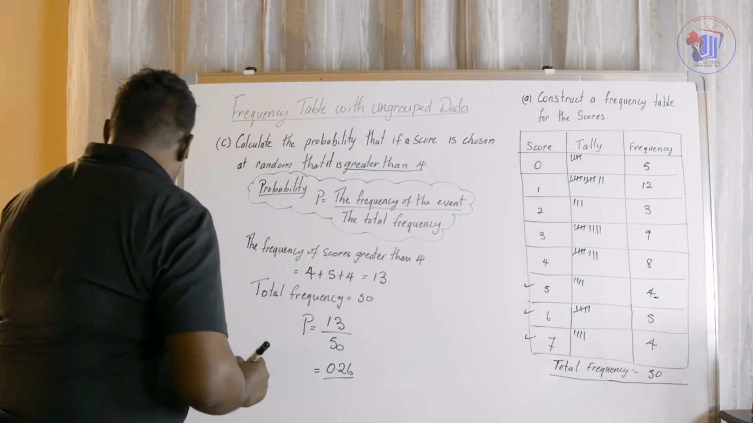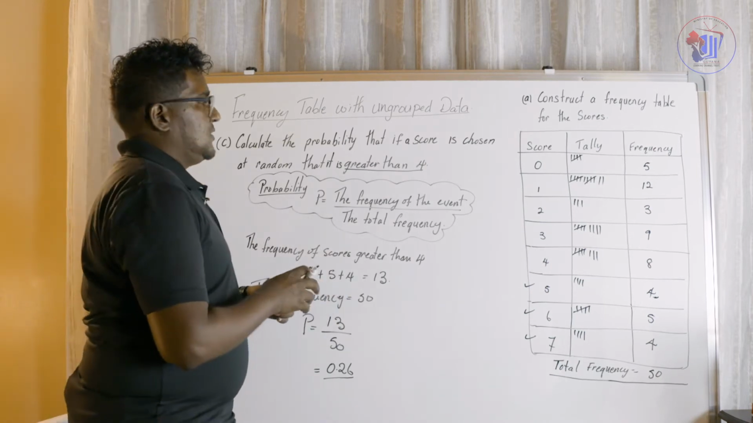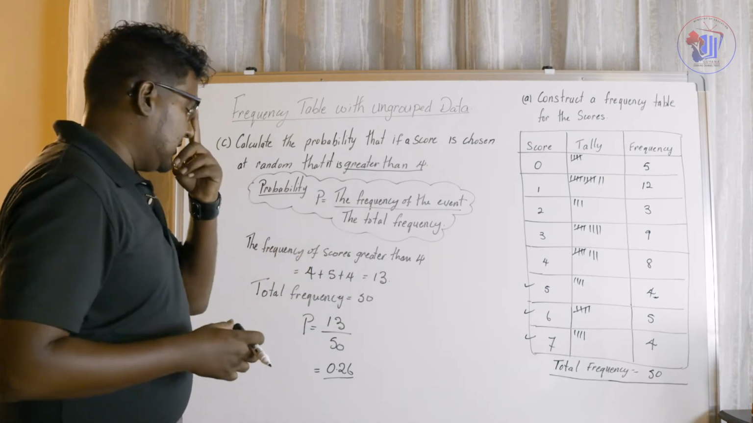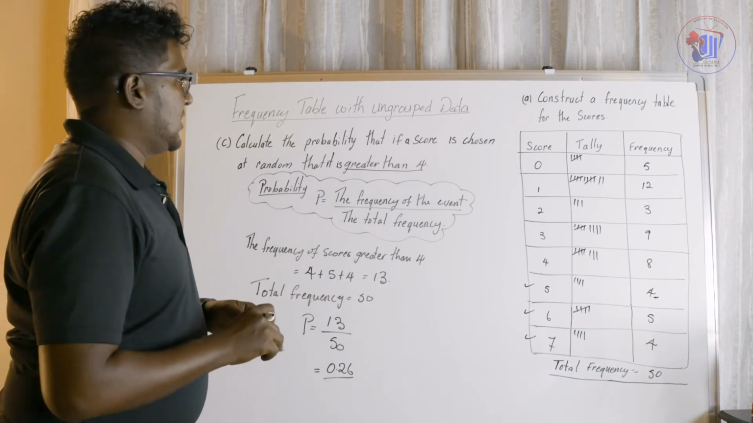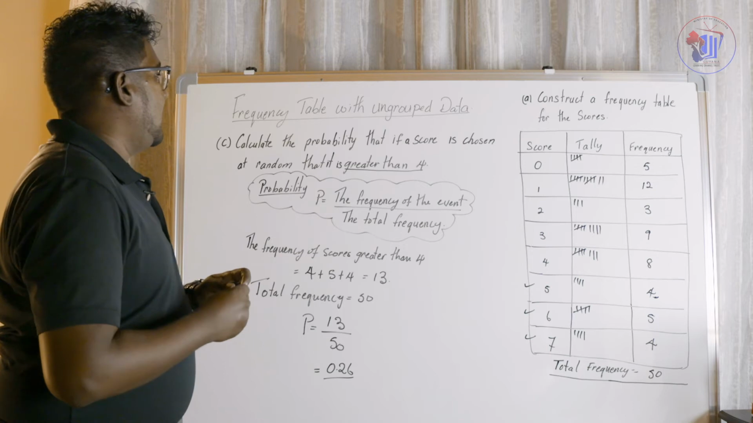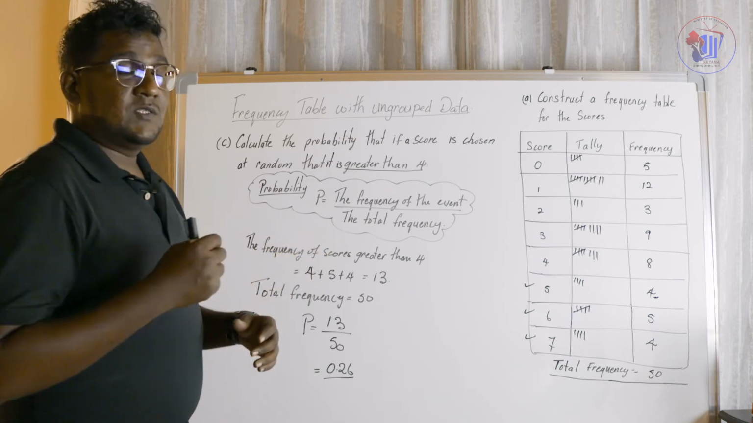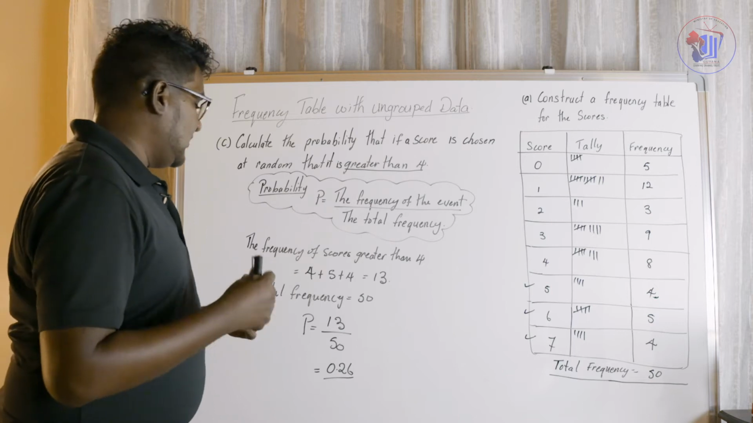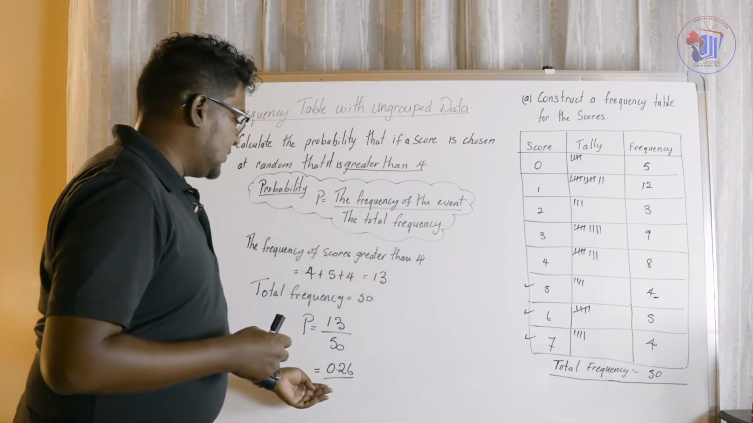0.26. So the probability that if a score is chosen at random it is greater than 4 is 0.26. Remember, you have 50 scores that we're working with. So if you select a random score and you want that score to be greater than 4, then the chances of you selecting a score that's greater than 4 is 0.26.